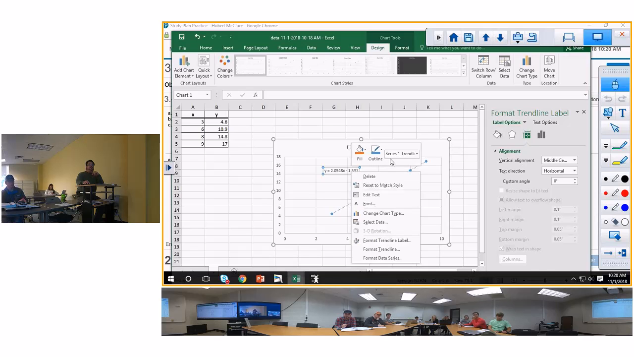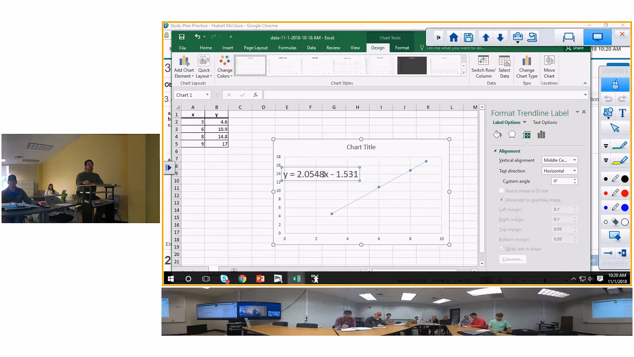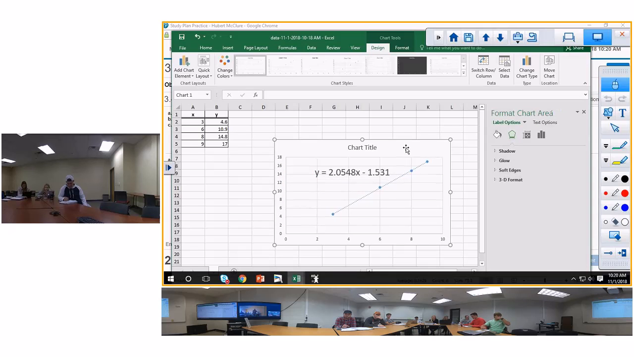Let me do the font. I think they ought to make the font a little bit smaller. Don't y'all? Maybe about half the size. That way we all can't see it. Too much space on the screen, so. Yeah.